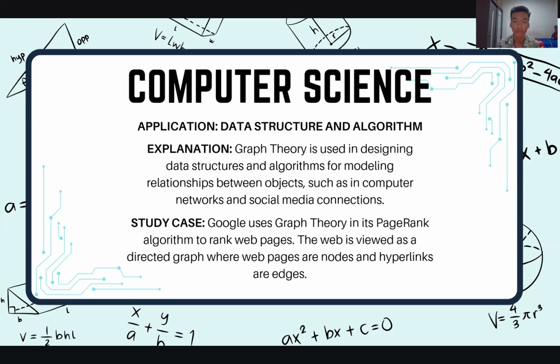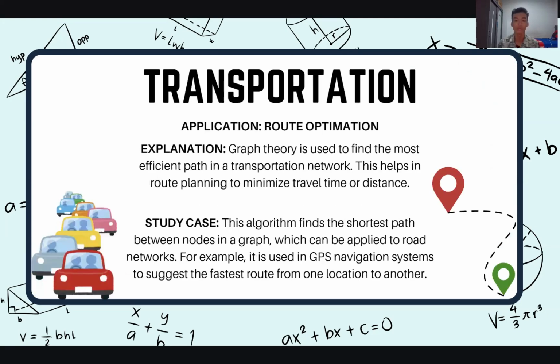Okay. Next example is transportation. The application is route optimization. Graph theory is used to find the most efficient paths in the transportation network. This helps in route planning to minimize travel time or distance. The case study is this algorithm finds the shortest paths between nodes in a graph, which can be applied to road networks. For example, it is used in GPS navigation systems to suggest the fastest route from one location to another.